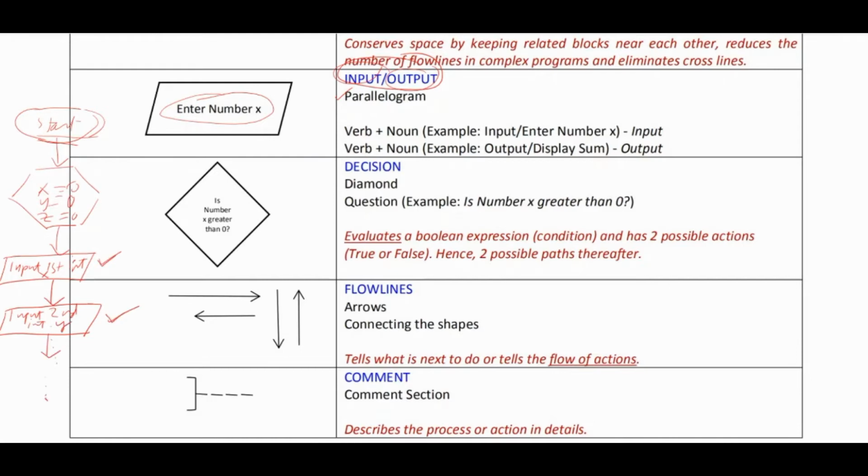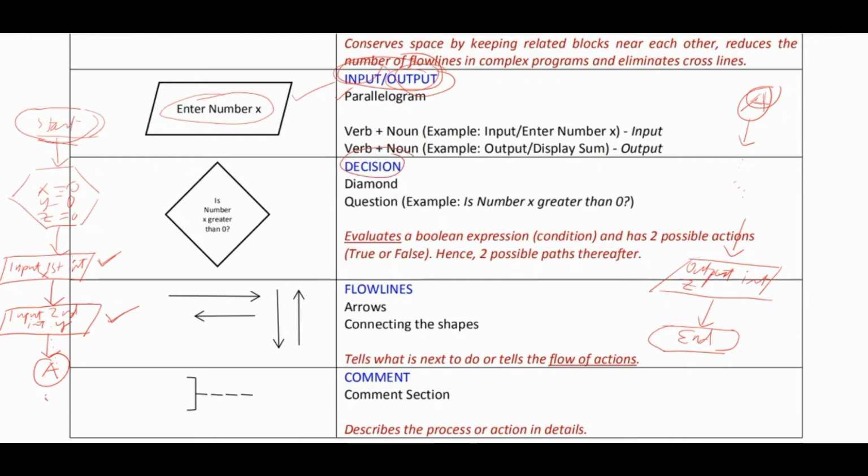And next is, say for example, we use a connector A, and then we continue here. We have here a process to get the sum of x and y and assign it to z. And then after that, we have to output the value of z. Since it is output, we use a parallelogram again. So we would say here, output or display integer z. After the output is our end, right? So we have here the end of our flowchart.